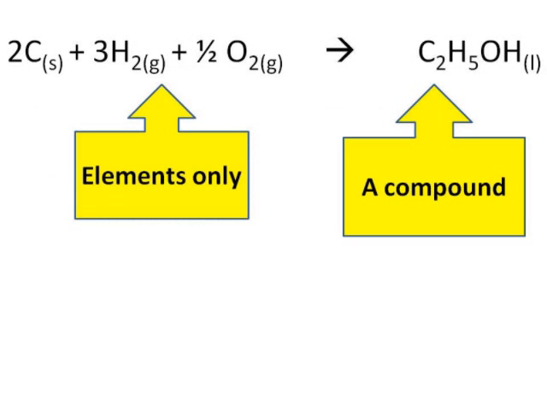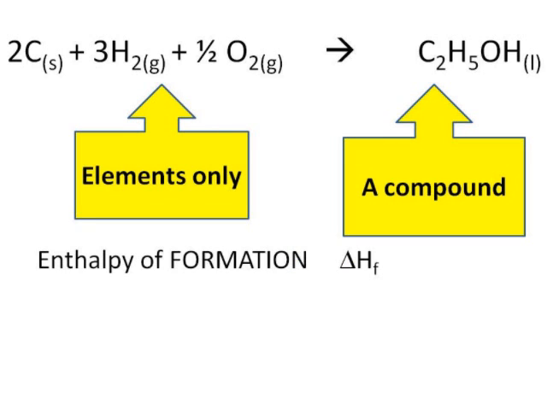2 carbon atoms plus 3 hydrogen molecules plus half an oxygen molecule make ethanol. So we're making something. On the left-hand side of the equation, we've got only elements. No compounds over there. We've got a compound on the right. So we're making it from elements. It's formation. So we call this enthalpy of formation. And we get delta HF.